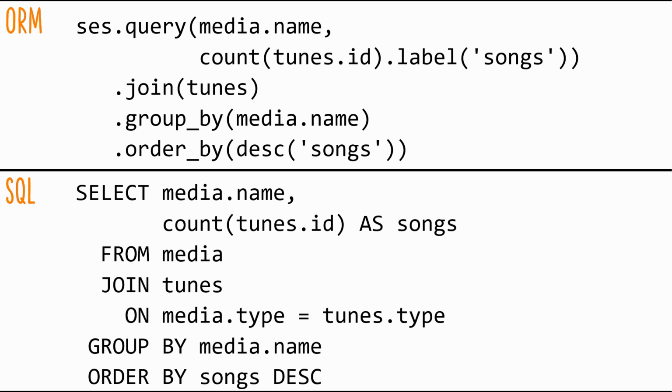Here's the last example, comparing SQL Alchemy to SQL. We're computing a count and giving it an alias that we can use in an order by clause to sort our results in descending order. Our call to the join method knows how to combine the media and tunes tables because there's only one foreign key between them, so it can create the on clause automatically.